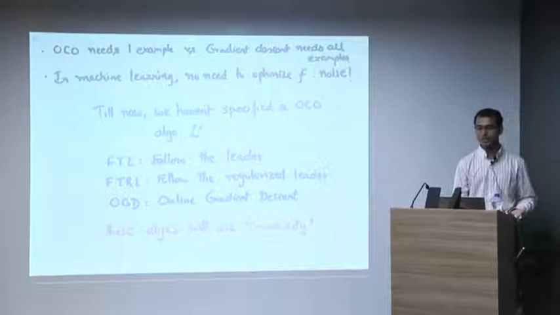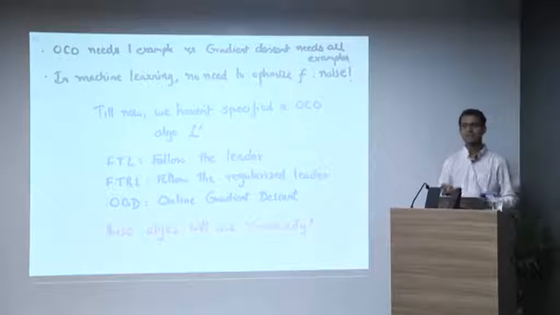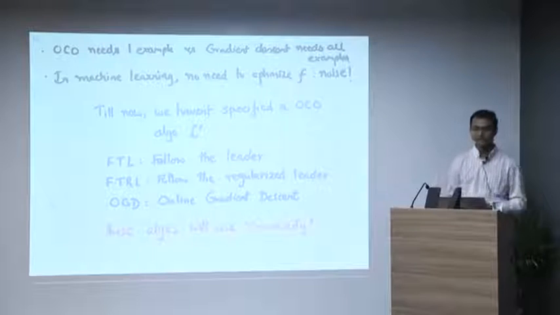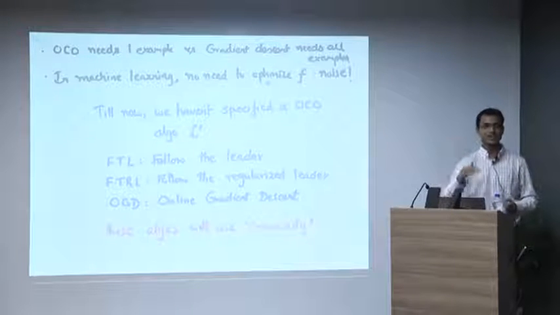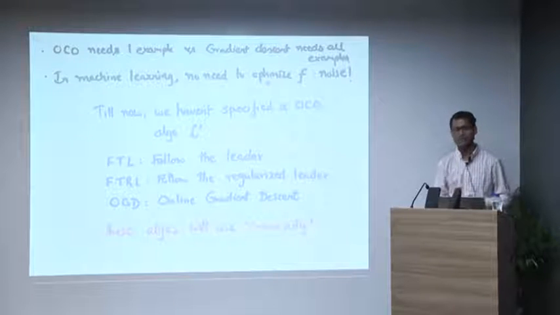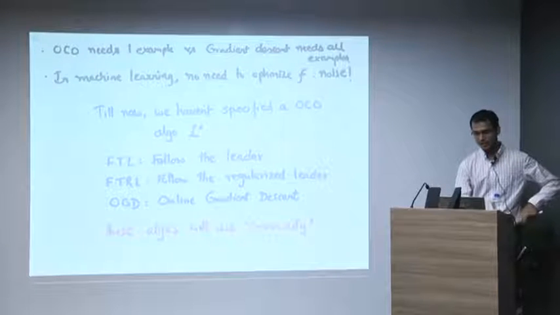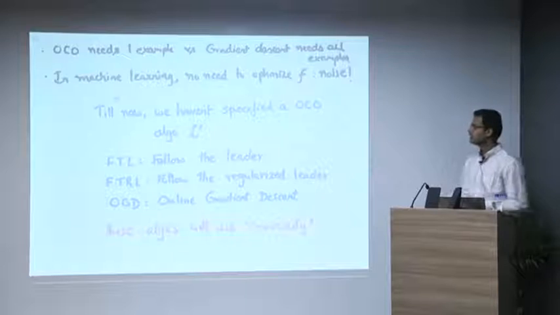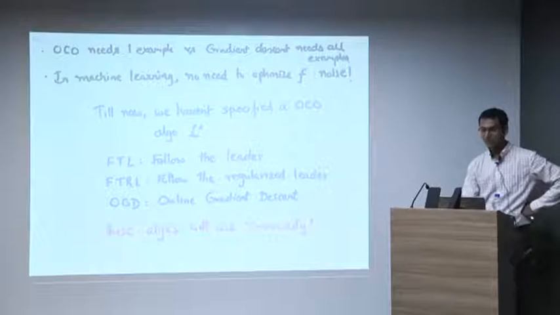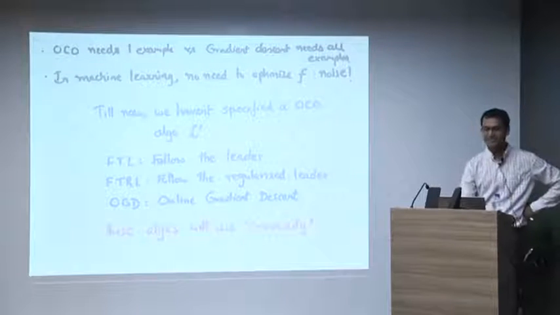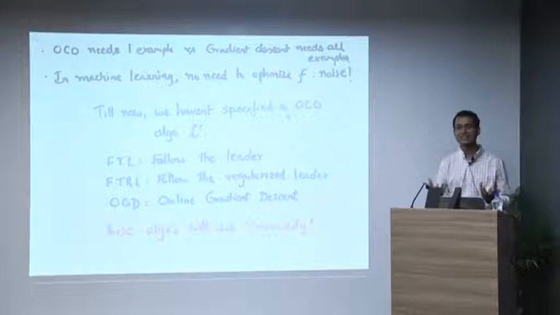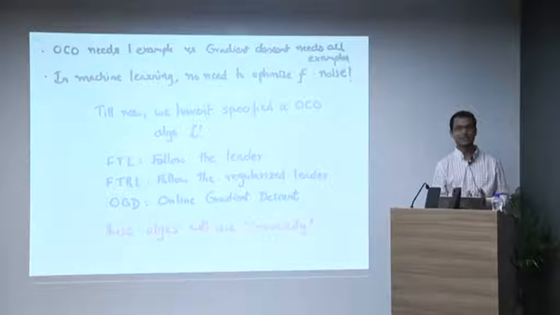In machine learning, typically the xt and yt's come with noise, so you are fine optimizing it to some point close to the w star. So basically, this is what we've done. This is what we have not done. We have not yet specified an intelligent algorithm for the online convex optimization learner.